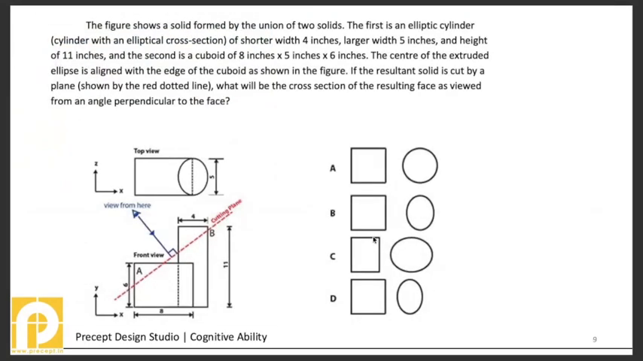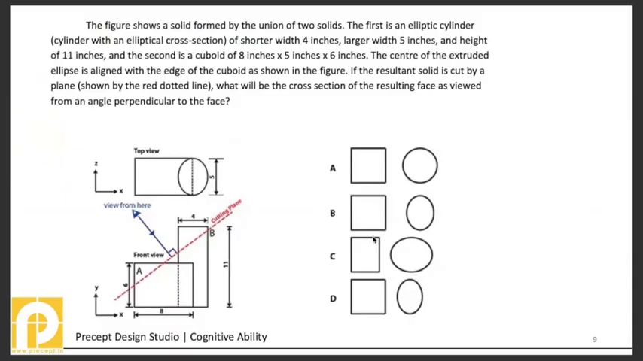The figure shows a solid formed by the union of two solids. The first is an elliptic cylinder of short width 4, large width 5, and a height of 11 inches. Sorry, all are inches. And the second is a cuboid of 8 by 5 by 6 inches. The center of the extruded ellipse is aligned with the edge of the cuboid as shown in the figure.